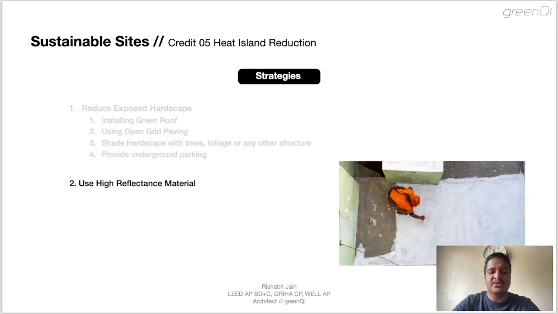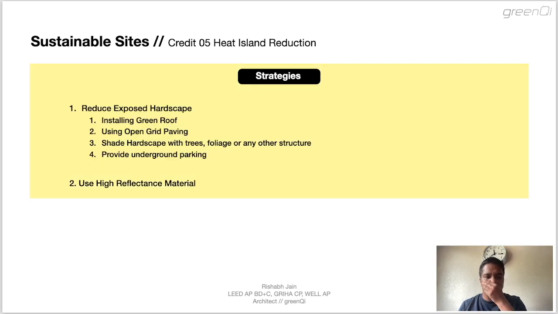The second strategy is to use high reflectance material. Paving surfaces should have high solar reflectance, and roof materials should have a high solar reflectance index. High SRI surfaces reflect sunlight and reduce heat absorption from the sun. Materials with high SR or SRI are light colored reflective surfaces. For example, white roofing surfaces are often used to reflect sunlight and reduce heat gain. There are two major strategies used to reduce the heat island effect. Please remember them for the purpose of your exam.